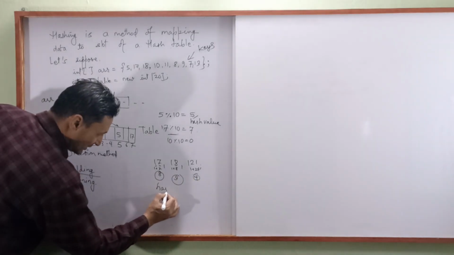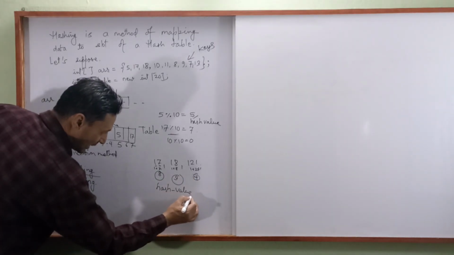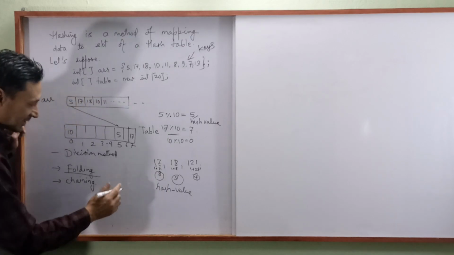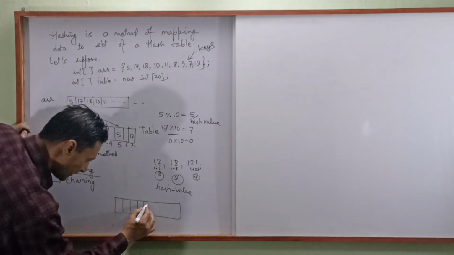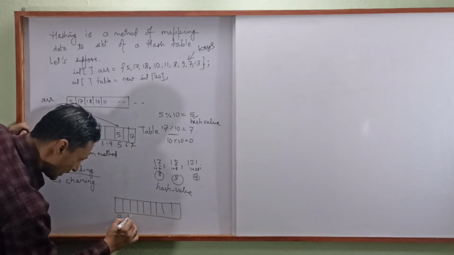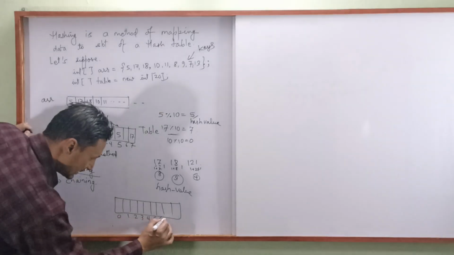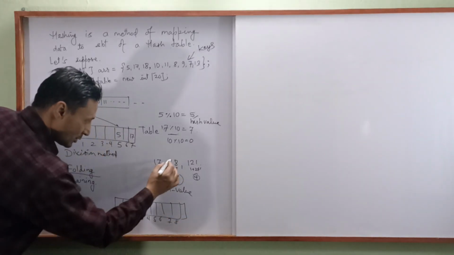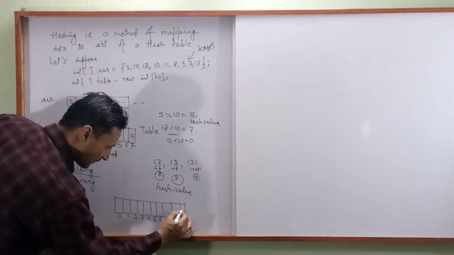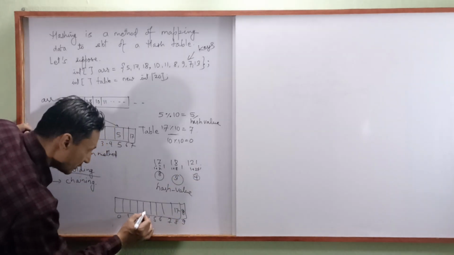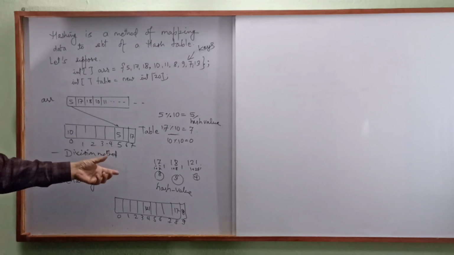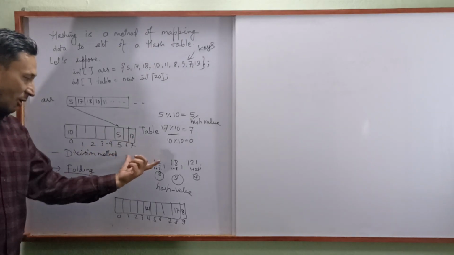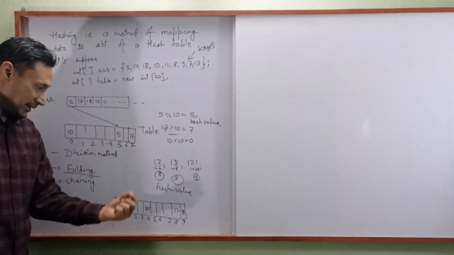Hash value means the position of this element within the hash table. Suppose this is our hash table: 0, 1, 2, 3, 4, 5, 6, 7, 8, 9. So 18 will be stored here, 17 will be stored here, and 121 will be stored here. In the folding method, we take the number and add all digits of that number to get the hash value.